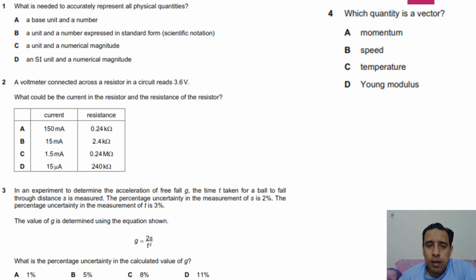I'm with a new paper, and this paper is 9702, paper 11, October/November 2022. Without wasting time, straight away I'm going to start from question number 1.